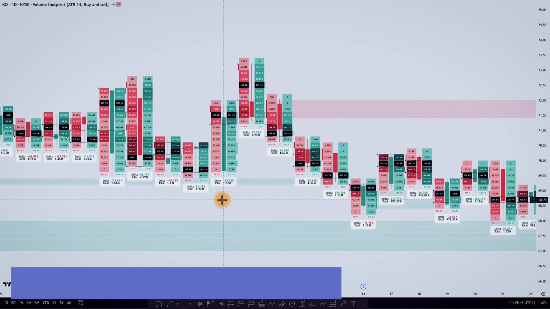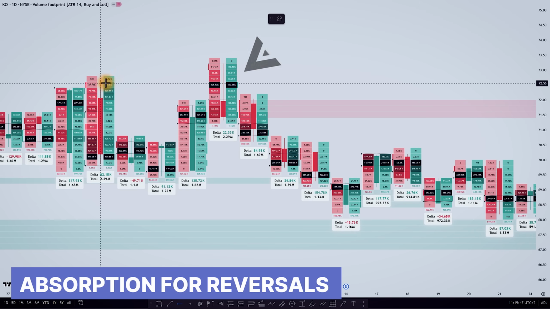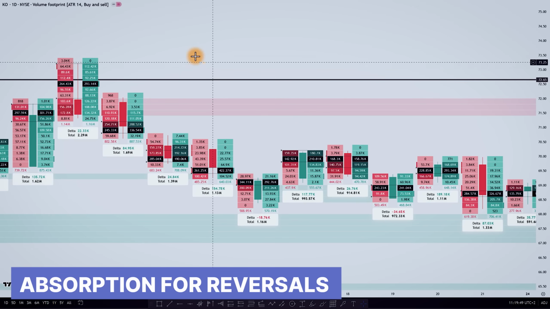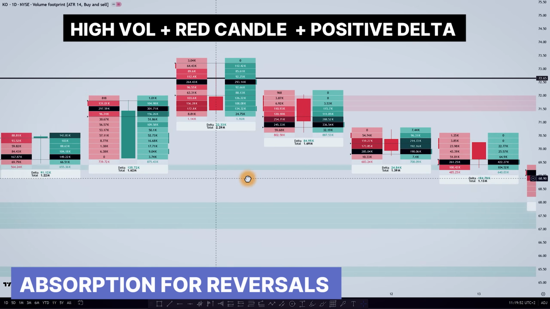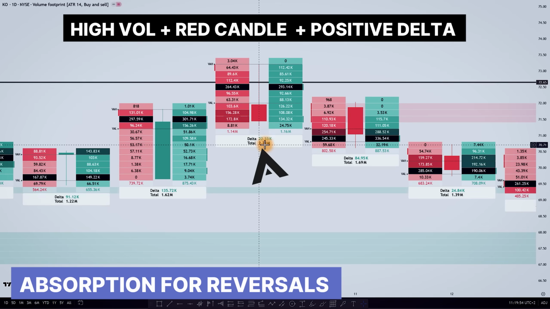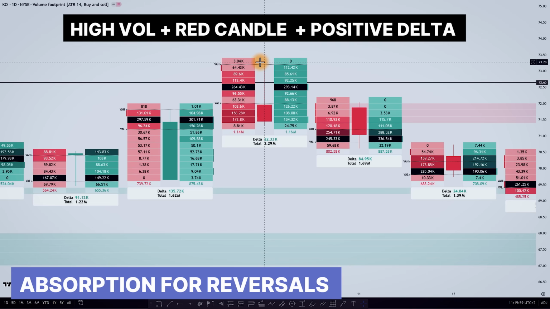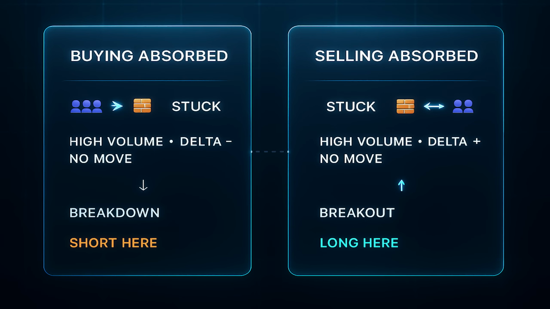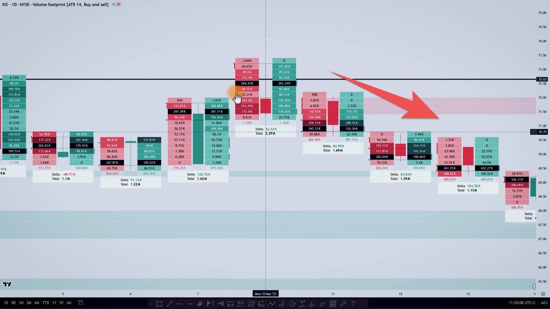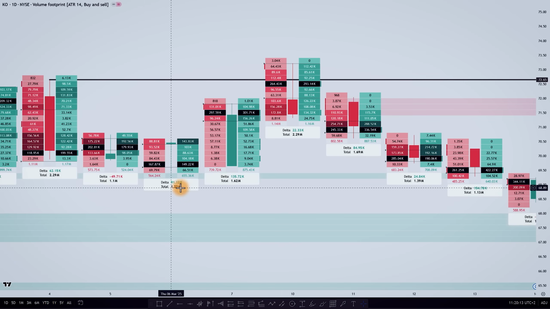Here's how to use absorption for reversals. Spot absorption at a key level, support or resistance, high volume, but no movement. Watch for the break of the absorbed side. If buying was absorbed, look for short entries on the breakdown. If selling was absorbed, look for long entries on the breakout. Absorption is often the calm before the storm. Most traders see volume and react. You now see volume and ask, where is this going? That's a completely different game.